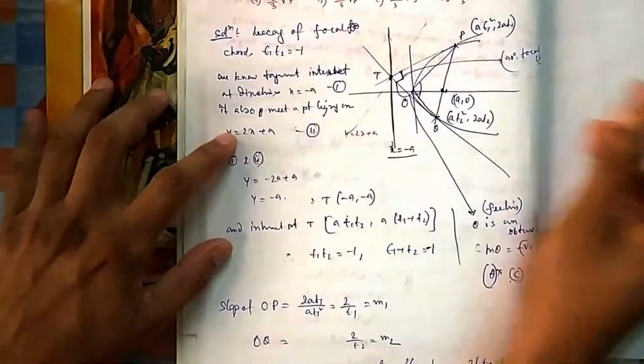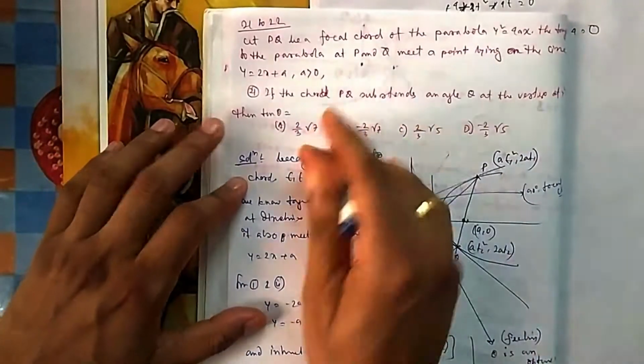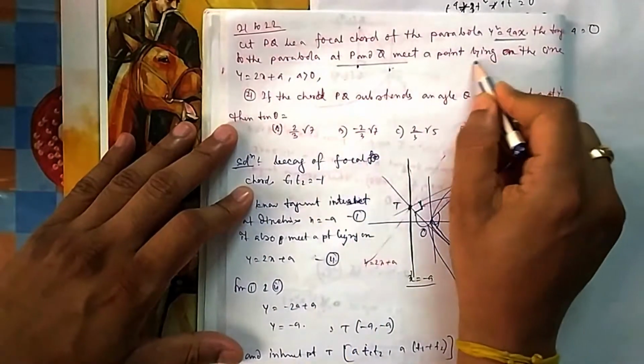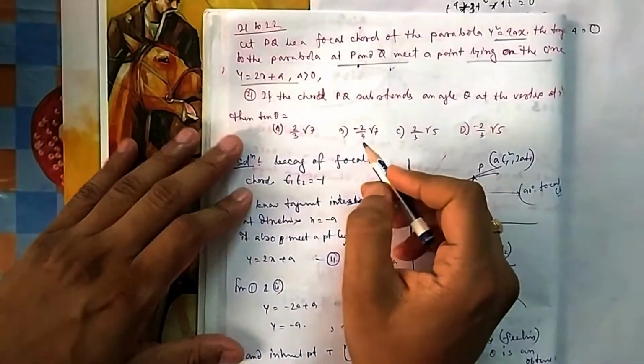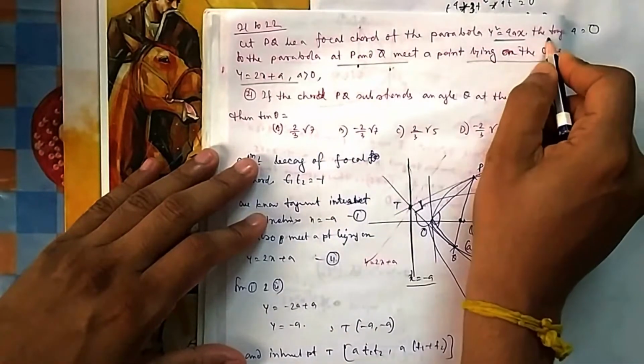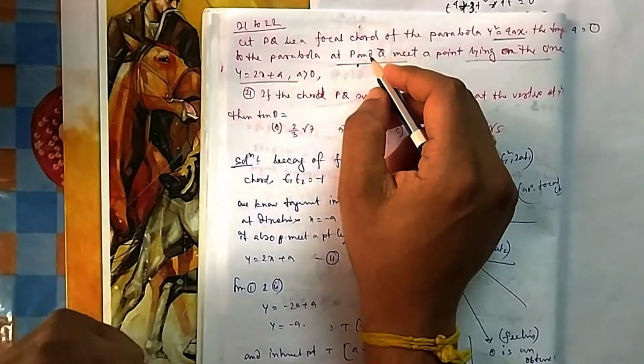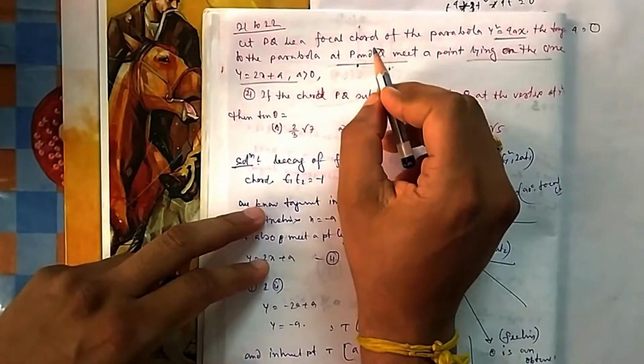Okay, now if you come to this one, 21 to 22, what they are asking: let PQ be a focal chord of the parabola. The tangents to the parabola at P and Q meet at a point lying on the given line. Okay, so you know the tangents at the ends of a focal chord are always perpendicular. We have explained it in the article on perpendicular tangents. And they meet on the directrix.